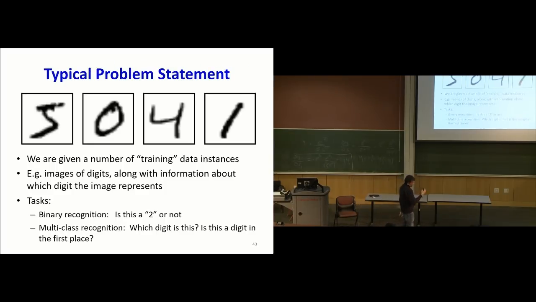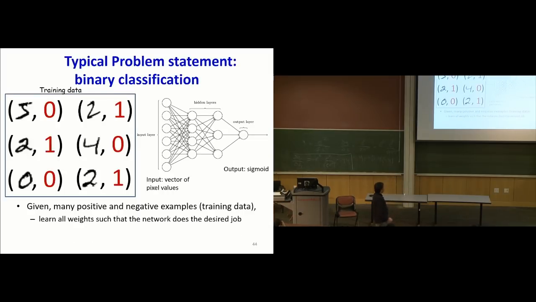In a typical problem statement, you're given a number of training instances, say images of digits along with information about which digit the image represents, and you could have different tasks. You could have binary recognition, which says, is this image a 2 or not? Or multi-class recognition, which digit is it? Is this a digit in the first place? So these are different problems. If I were trying to just perform binary classification, the corresponding labels would be as shown in red. This is not a 2, so the output is 0.